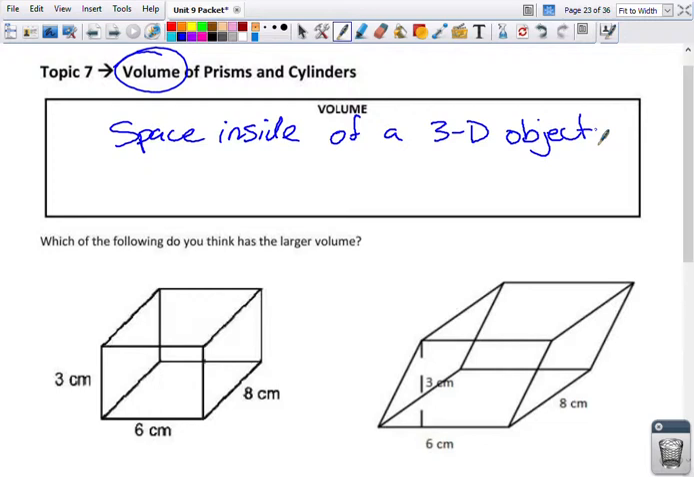So if you think about it, before I told you area is in terms of square inches. How many little 1x1 squares can I fit inside of an object? Even if you had a weird shaped object, it'd be how much space is inside of that thing. You'd be counting squares. Well, now we have three dimensions, so we are no longer talking about squares. We're talking about how many 1x1x1 cubes.